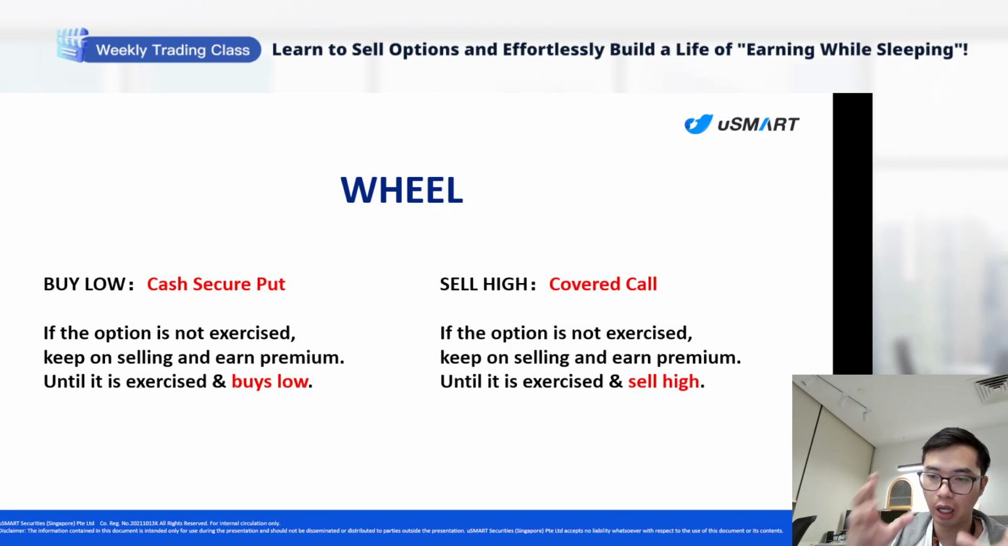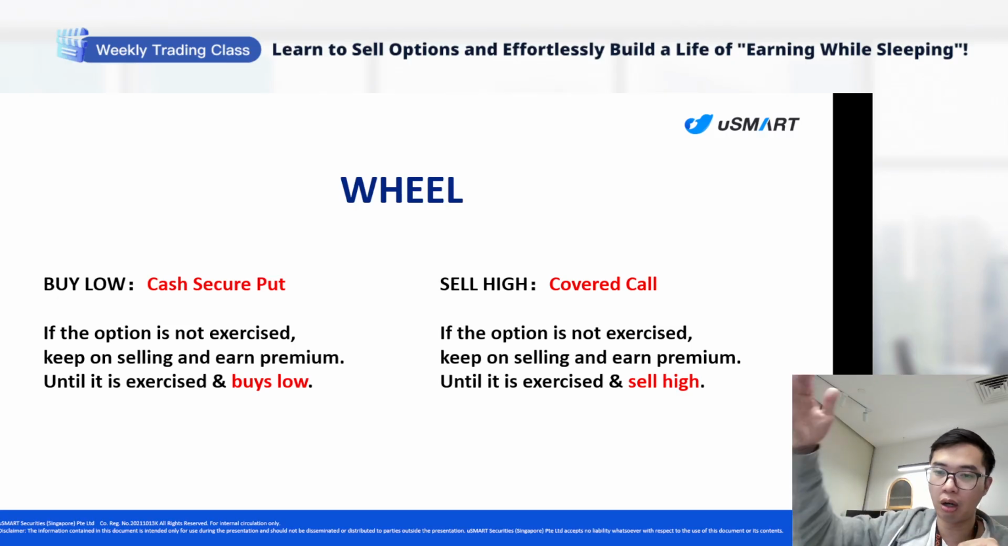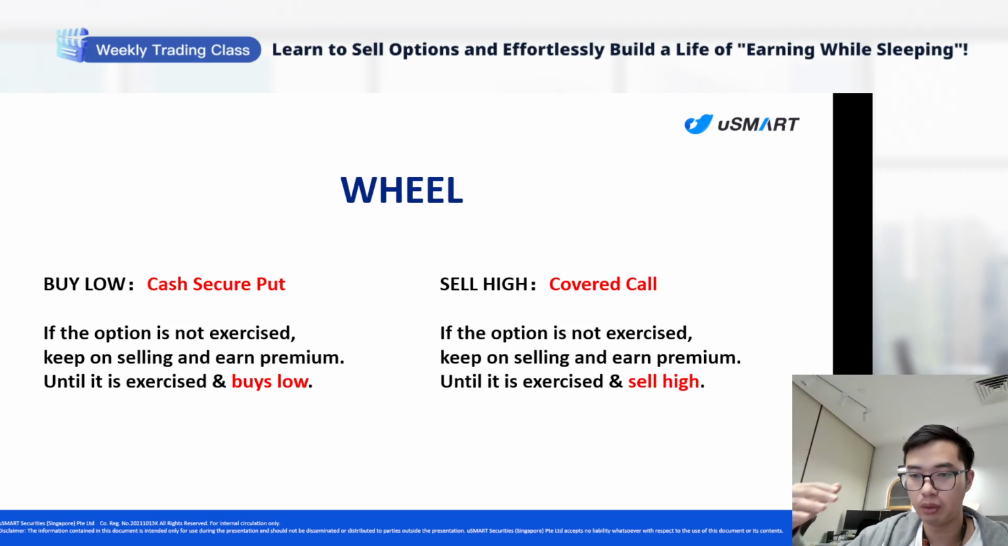Then now you have shares on hand. Then you can sell call. Sell call is at the price where you want to sell. While waiting for it to hit your TP, take profit level, you can earn the premium. Then you keep on repeating. This is what we call the wheel strategy.